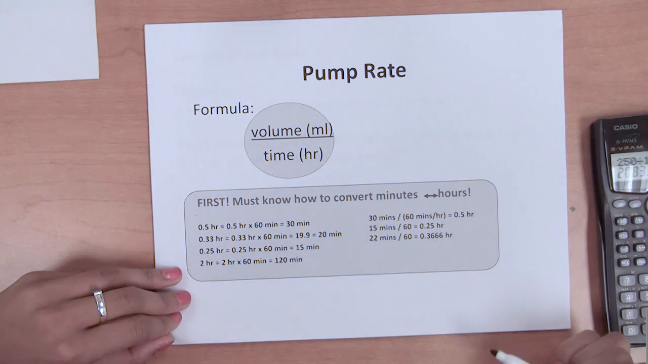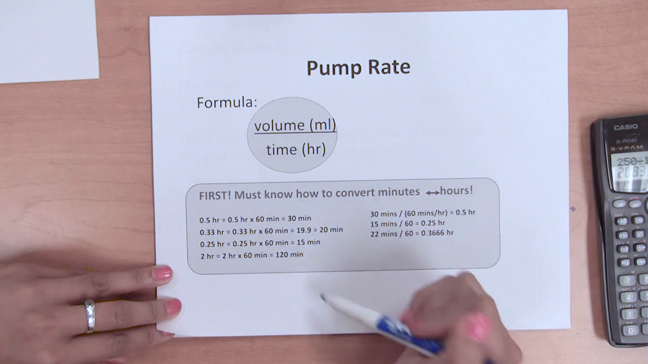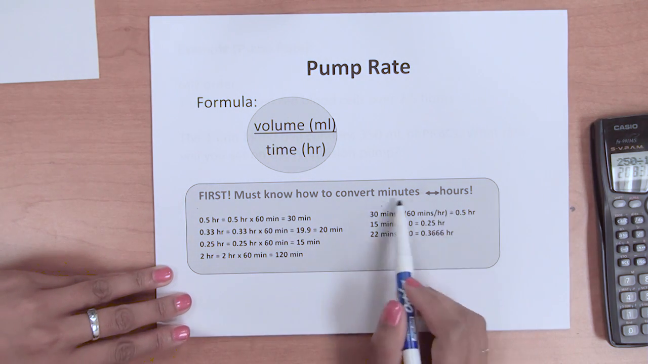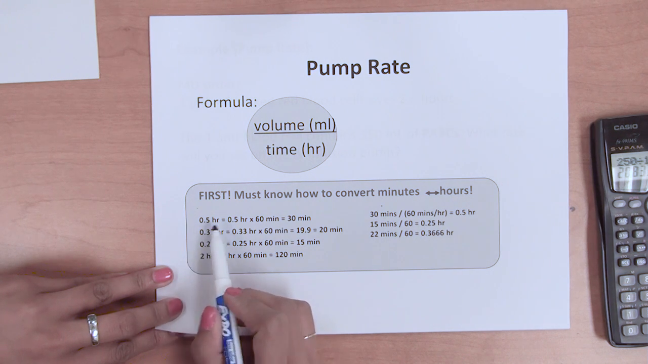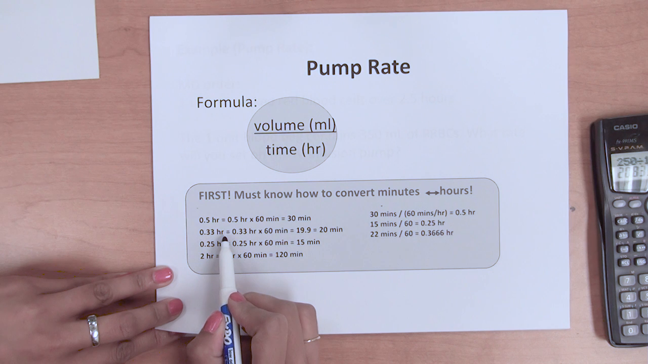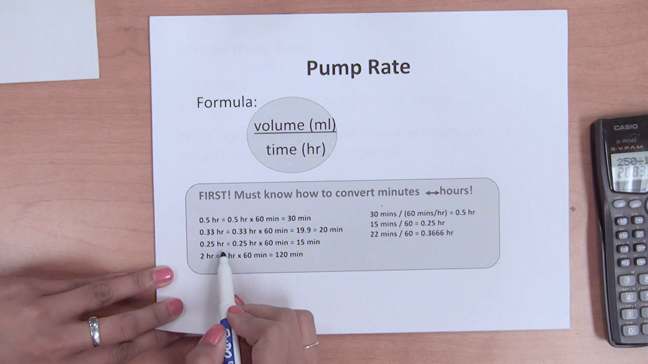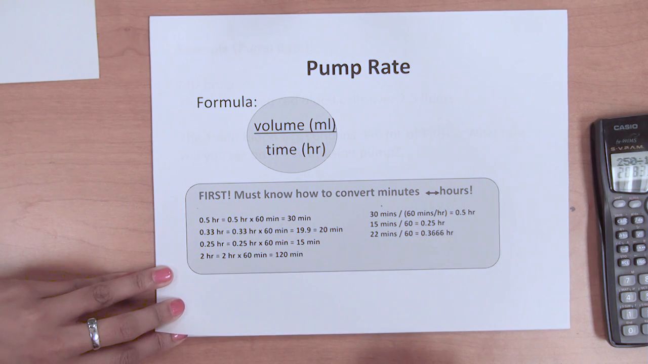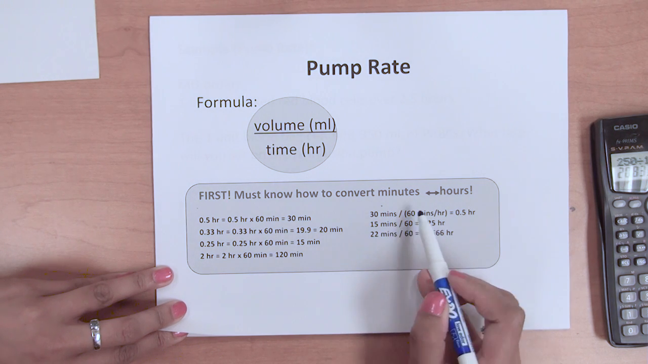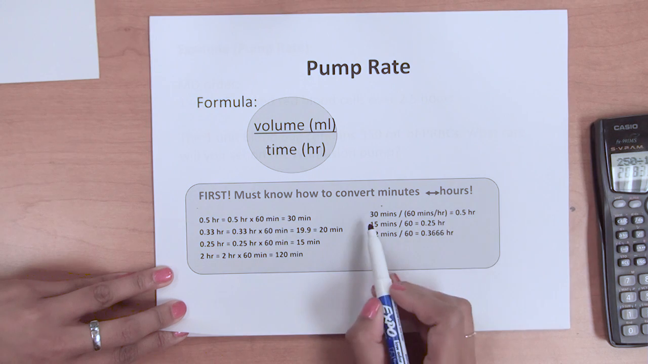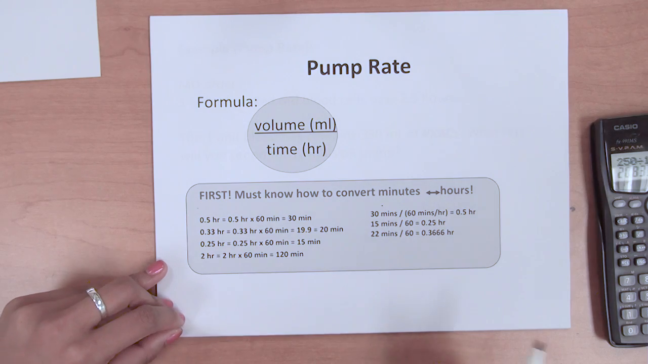Okay, moving on to pump rates. The formula for pump rate is going to be in milliliters per hour now. First, remember how to convert minutes to hours. So if you have a fraction of an hour, such as 0.5 of an hour or half an hour, that's 30 minutes. 0.33, you're going to just multiply by 60, you're going to get 20 minutes. 0.25, multiply by 60, it's going to be 15 minutes. The other way around, we're going to divide by 60. So 30 minutes, divide by 60, it's going to be half an hour. 15 minutes divided by 60 is 0.25 hours. So either multiply or divide by 60.